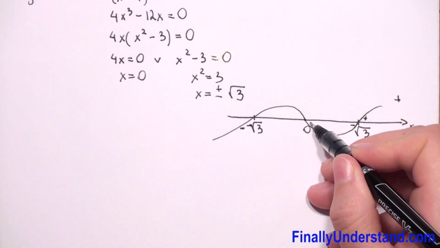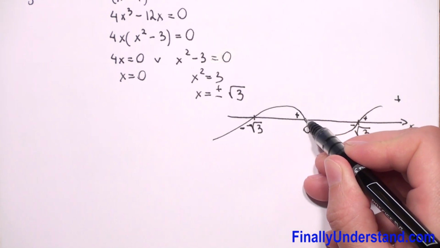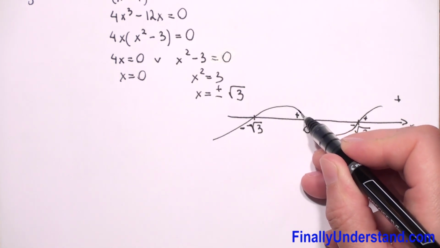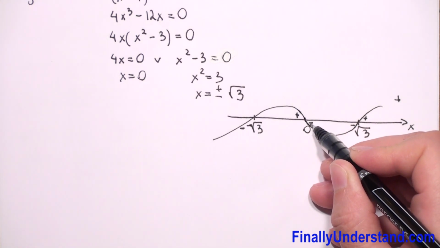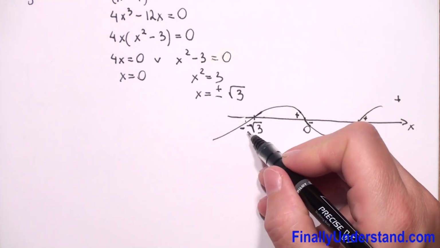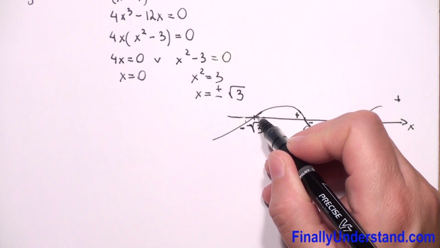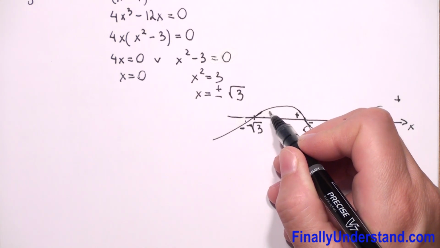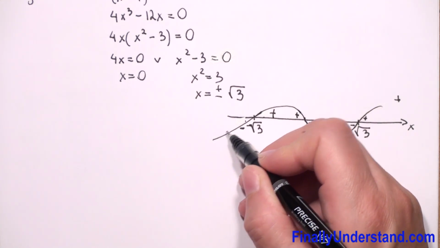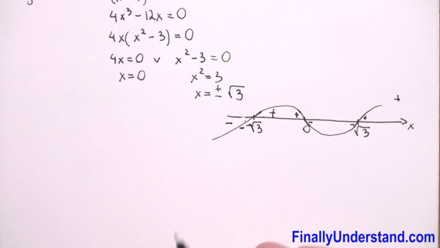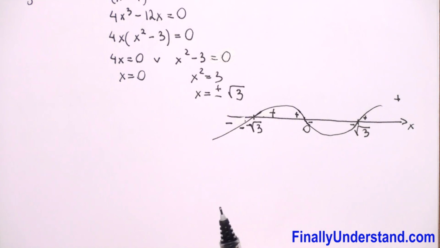At 0, we change sign from negative to positive because this part of our graph is above x-axis, so has positive values. This is under x-axis, so has negative value. And for negative square root of 3, this part of our graph is above x-axis, so has positive values, and this part is under, so has negative values. So we have 3 inflection points.